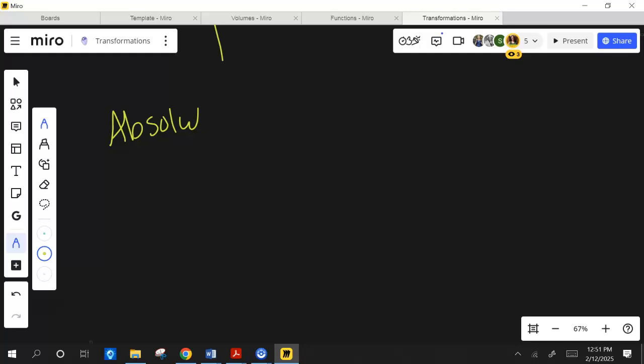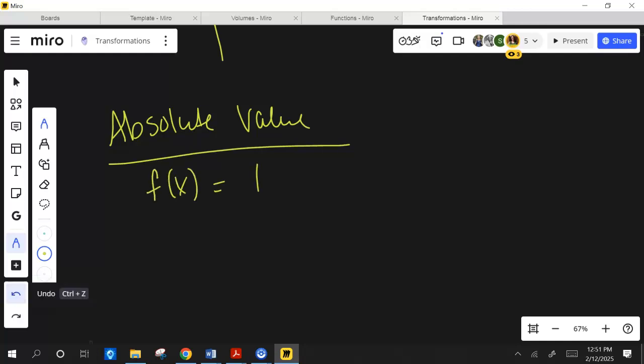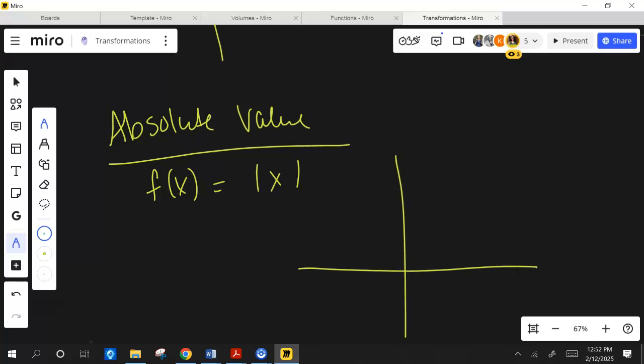Absolute value. This is just the absolute value of x. Notice there's no numbers in front. There's no numbers added or subtracted, multiplied, any of that, because that's going to be my transformation. What does this look like when I graph it? I'm just glad you asked. That's right. Absolute values.